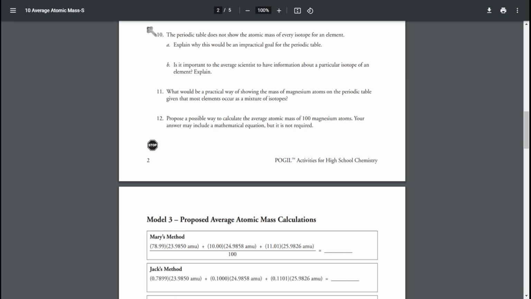And what would be a practical way of showing the mass of magnesium atoms on the periodic table? Well, we've already gone through that. We have an average mass. That's what we put there. So we just go through the abundance and then get the average mass. And so propose a possible way to calculate the average atomic mass out of 100 magnesium atoms. We already did that in previous PDFs, but try to see if you can find a mathematical equation that you would use for that.